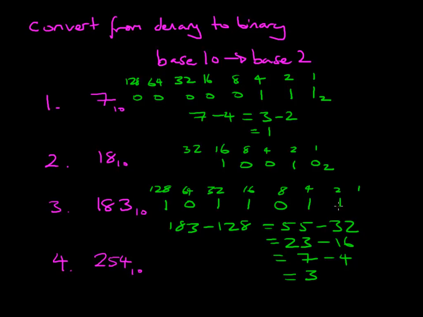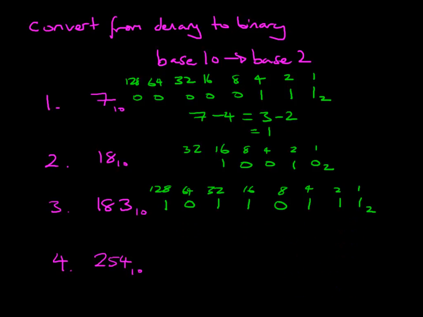Can 2 go in? Yes, it can, so we'll take off the 2, which leaves us with 1, and then we just have the 1, and there we are, finished. And let's just double check that this works. In order to double check, what we want to do is add up the different numbers that we have. So it's 128 plus 32 plus 16 plus 4 plus 2 plus 1.